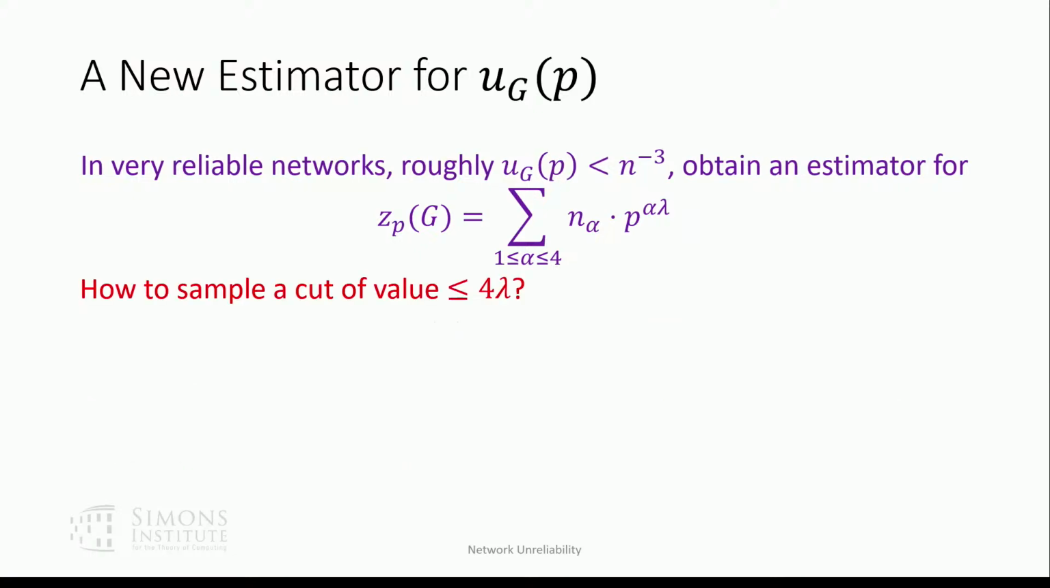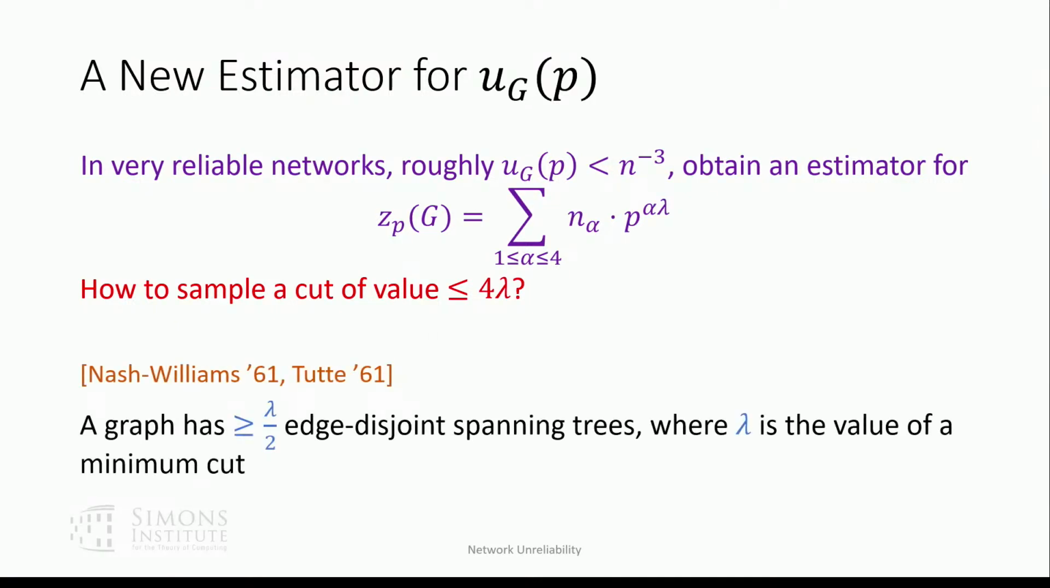Okay, so that's our next goal. How do I sample a cut of this size? Now what helps us here is this really old theorem by Nash-Williams and Tutte that says the following. So if a graph has a min cut of lambda, so the smallest cut is of value lambda, then of course it's clear that the number of edge disjoint spanning trees that I can construct in this graph cannot exceed lambda, right? Because whatever is the minimum cut, it has to contribute at least one edge to each of these spanning trees.